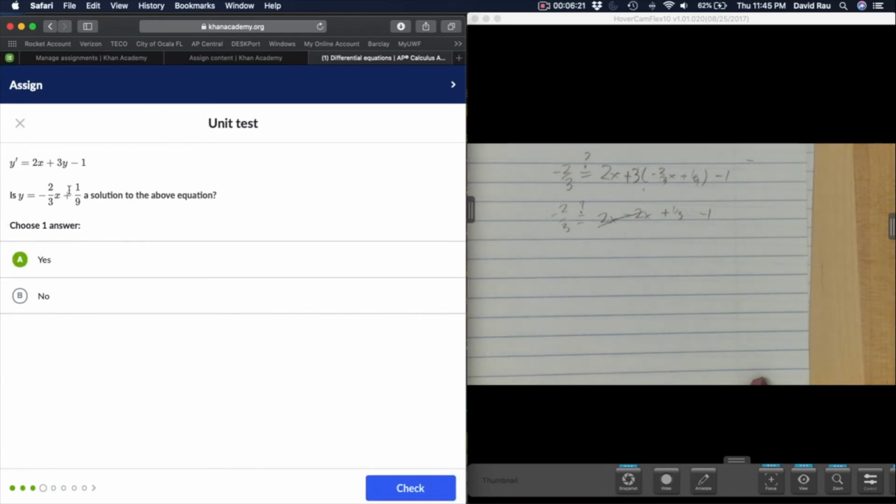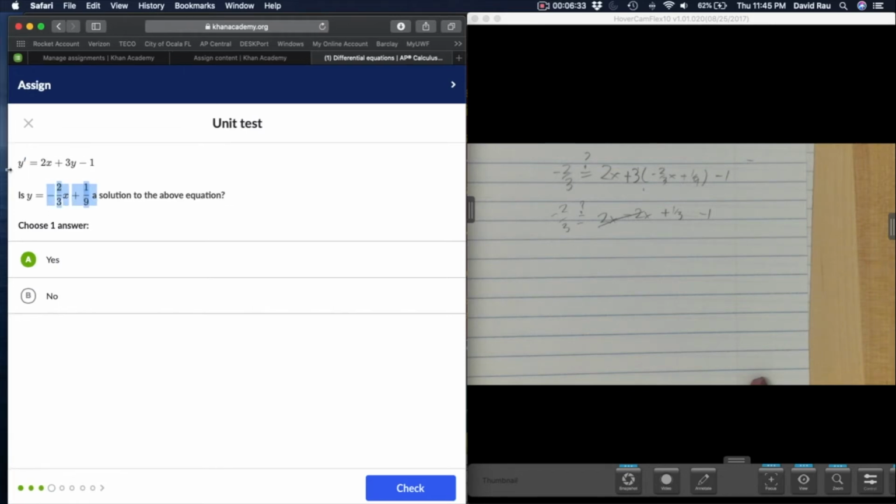Long story short, for a differential equation, what you need to do is replace y with the function itself and replace y prime, or even possibly y double prime, wherever you see it in the equation, and see if the left-hand side equals the right-hand side.